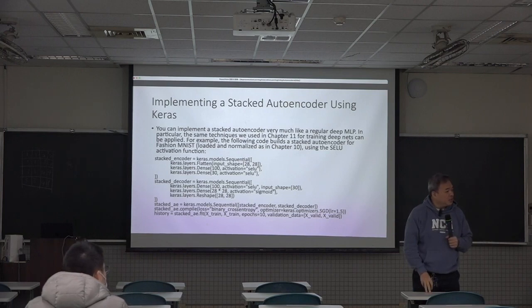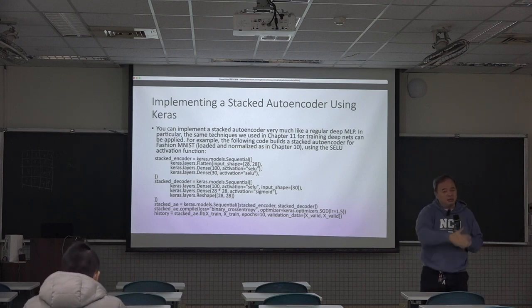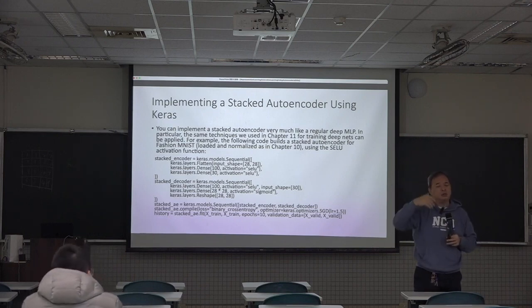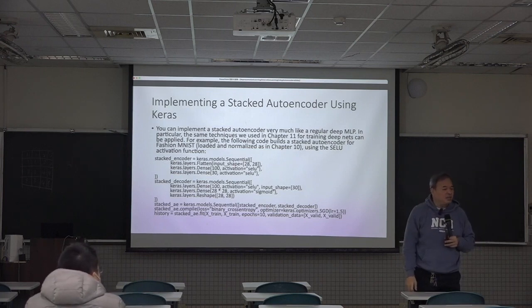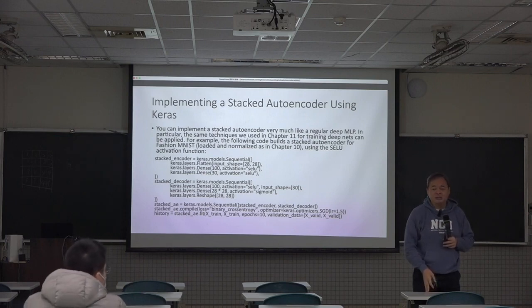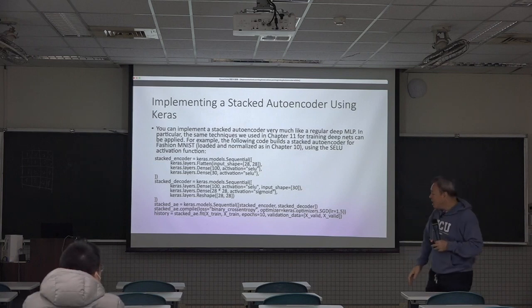If you use binary cross entropy, that means this model is used for binary classification. In binary classification, each neuron will output a value between 0 and 1, which we normally consider as the probability for the positive class. That's binary classification.